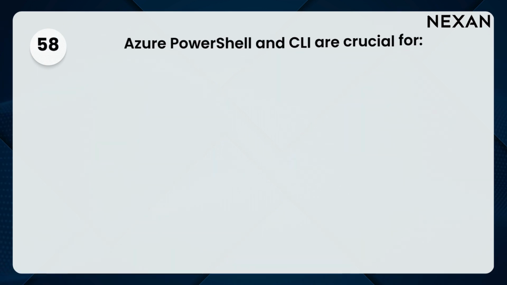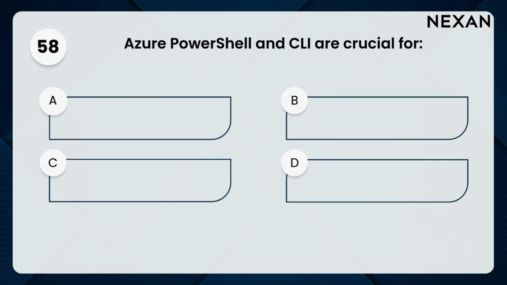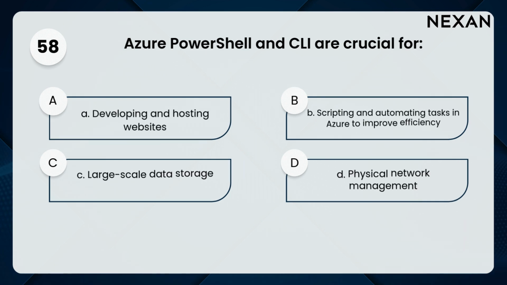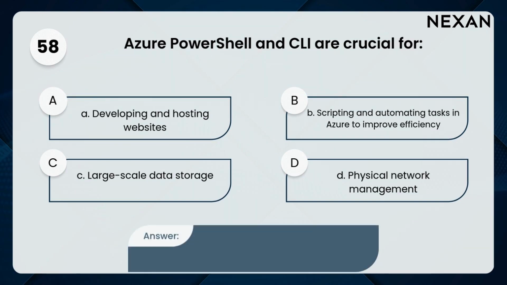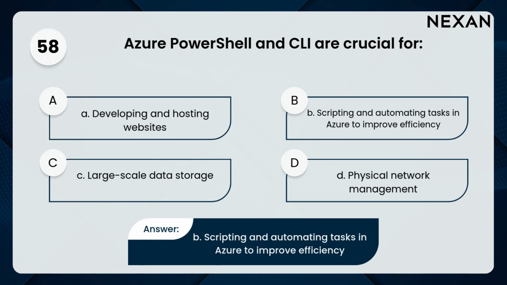58. Azure PowerShell and CLI are crucial for A. Developing and hosting websites. B. Scripting and automating tasks in Azure to improve efficiency. C. Large-scale data storage. D. Physical network management. Answer: B. Scripting and automating tasks in Azure to improve efficiency.